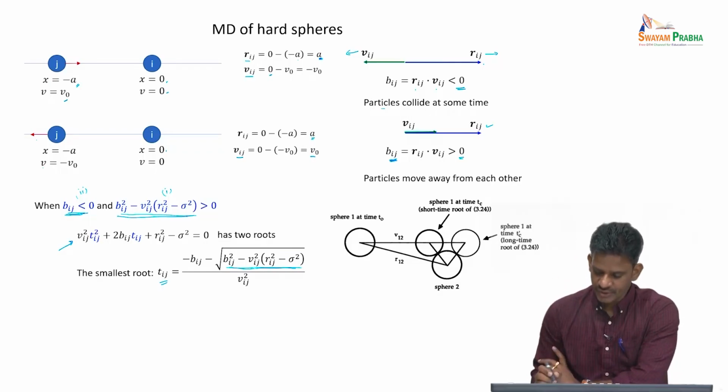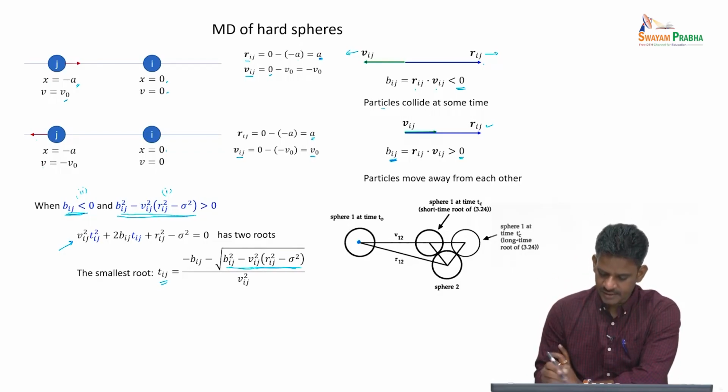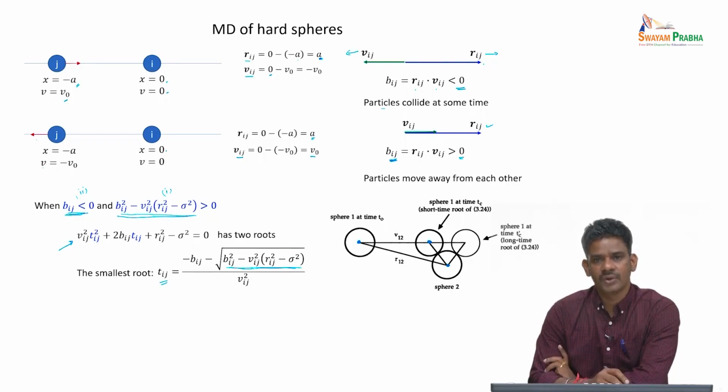So, this is pictorially shown here. This is particle 1, this is particle 2. The two time scales that you are talking about here can be shown in this particular figure. When this particle moves to this point, that is the time given by the shortest collision time. The other collision time, which is the biggest root, will be the time corresponding to this place.